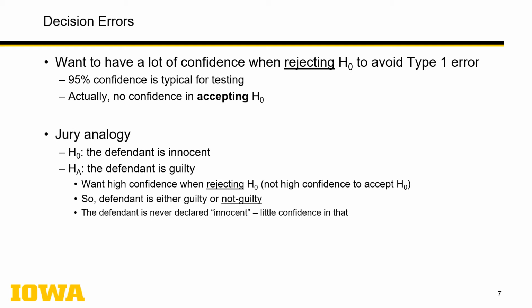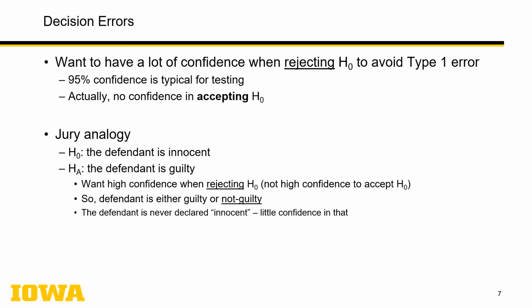Incorrectly rejecting the null when it is true. In other words, the defendant is innocent, you found them guilty, and you put them in prison, right? That's a type 1 error. The type 2 error is you let the person off when actually they are guilty. So again, that's the type 2 error, not as bad as the first one.